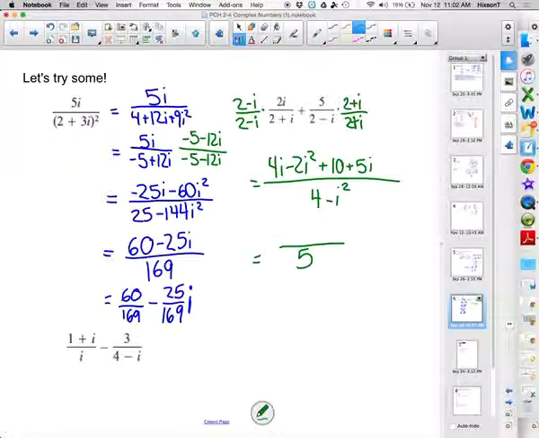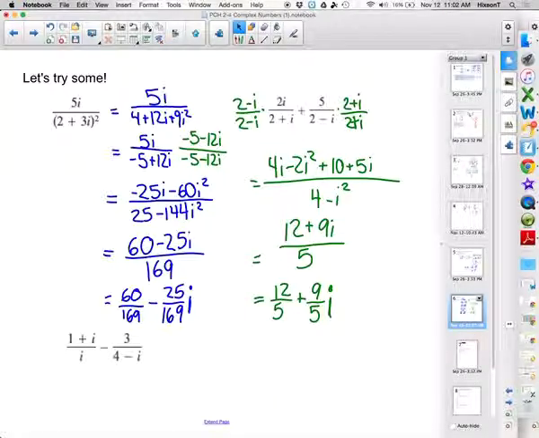The numerator simplifies down to what? 9i plus 12. Okay, we've got a 9i, and negative 2i squared is a positive 2, right? Plus 10 is 12, so 12 plus 9i over 5. So in standard form, that would be 12 fifths plus 9 fifths i. Okay? Any questions so far on these two?